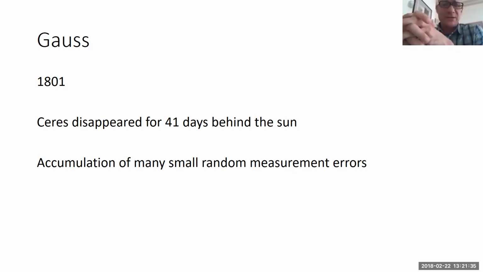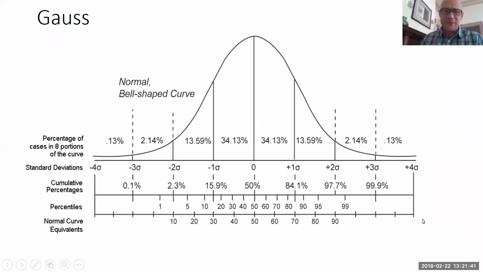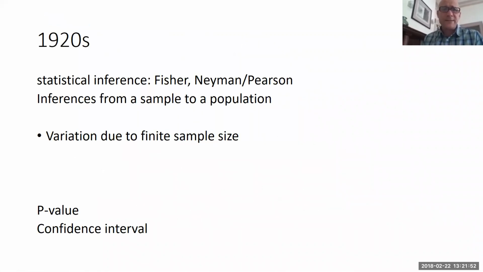He saw that these measurements were subject to many small random measurement errors, and you'll be able to guess what's coming next: the Gaussian or normal distribution, which we still use today as a model of random errors. Now, the next step forward was in the 1920s.